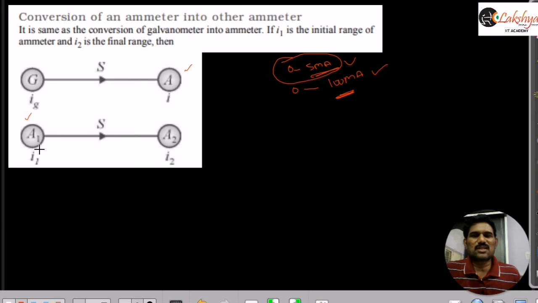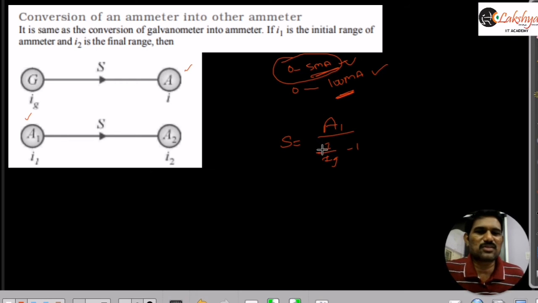Now suppose A1 is the resistance of the ammeter and A2 is our final reading here. Now for this shunt resistance we can write A1 by I by Ig minus 1. Now this Ig means, for example in this case, 5 milliamperes; I means 100 milliamperes. Ig means the maximum current that can be measured by this given ammeter.